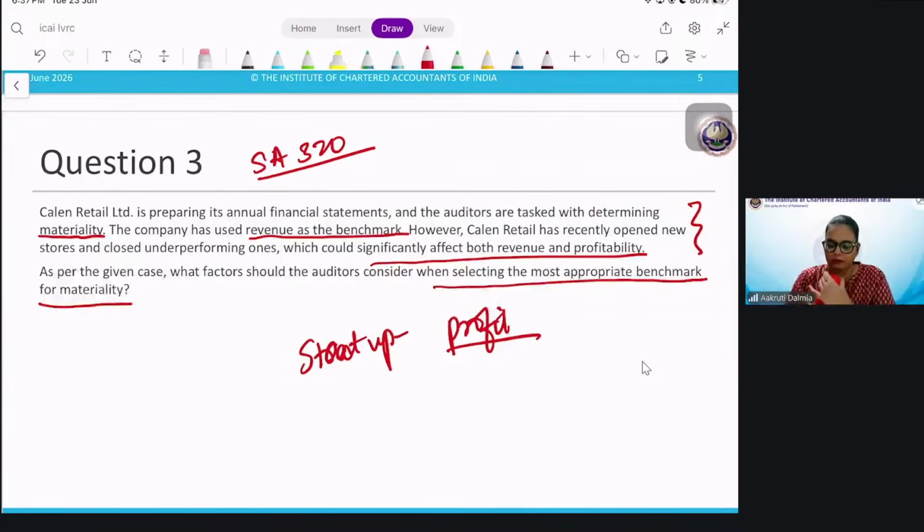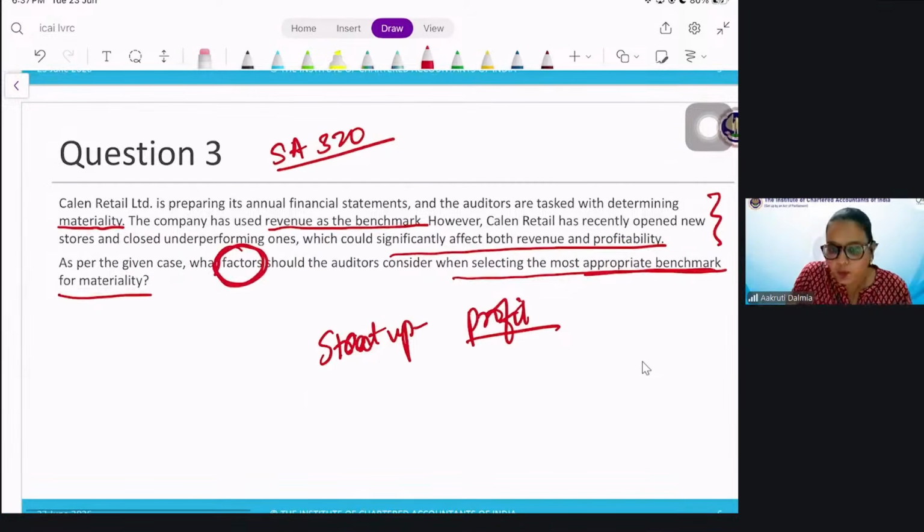No. Why? Because in the early years it's possible that the expenses are more than the revenue. So profit is not the correct benchmark for a startup. So what is this question asking? What factors you have to take into consideration when selecting the most appropriate benchmark?